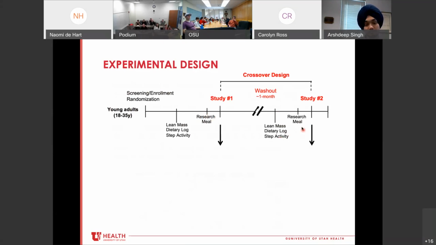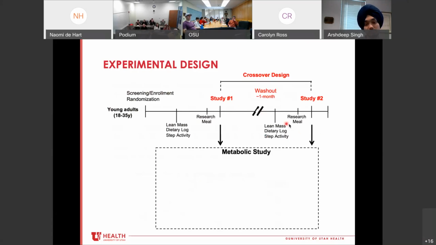Then we also did a body composition test to characterize the population that we're studying and to see how much lean mass they have and their percent body fat. And then step activity is also mentioned here. We also asked participants to keep track of their step activity throughout the study, so in between study days 1 and 2. And then during the study days, this is what happened.